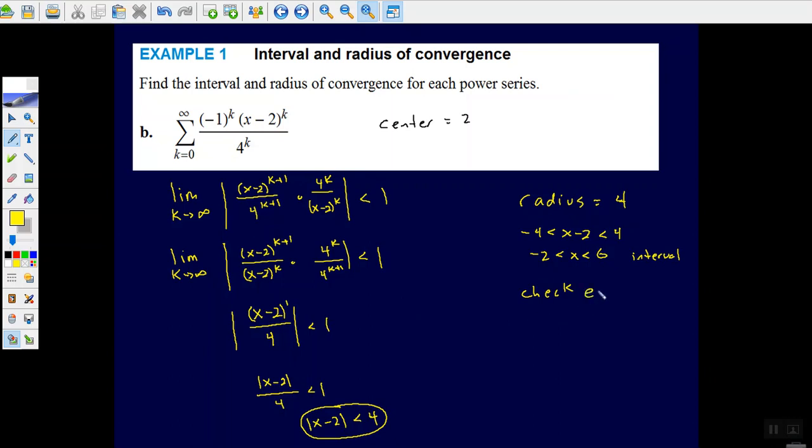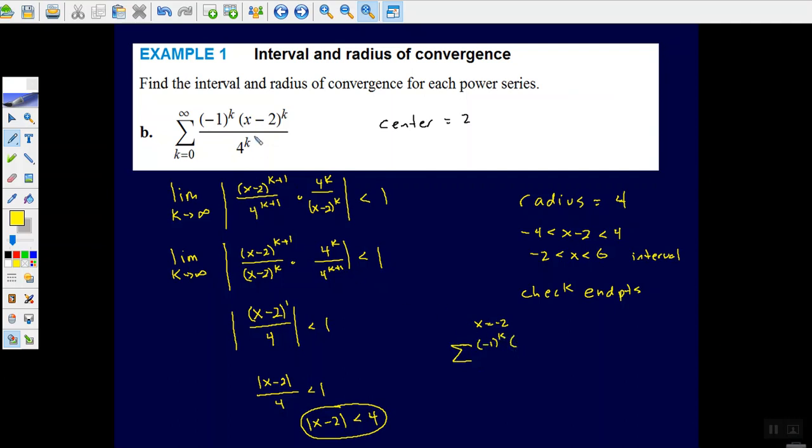So we're going to be making a note here. We're checking endpoints. So the first one is x equals -2. Remember, go up to the general term and just replace the x with -2 and then rewrite the series. So there would be an alternating series, (-1)^k.